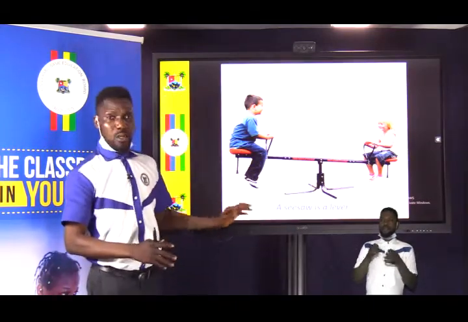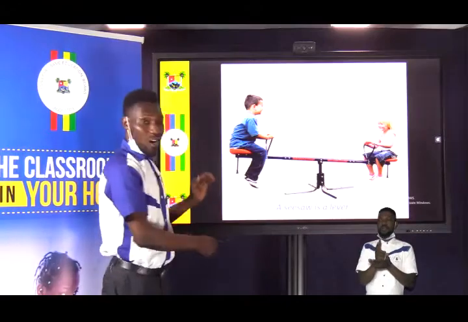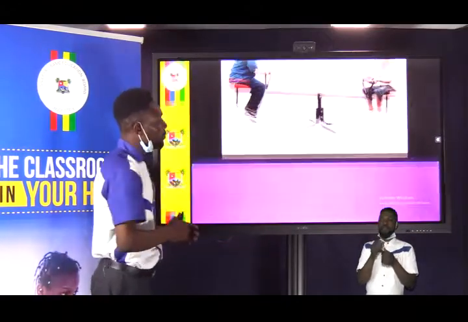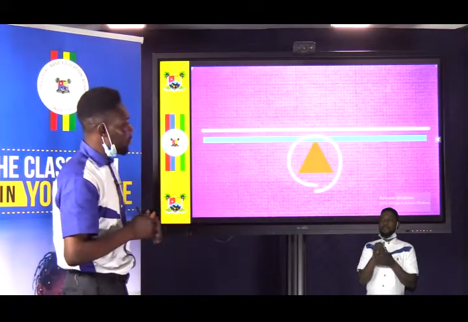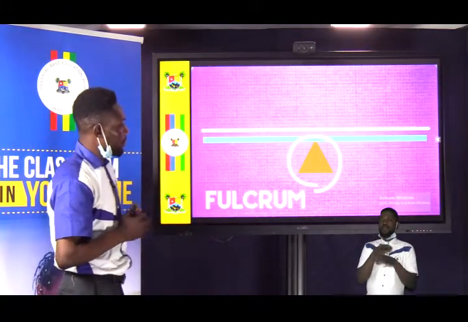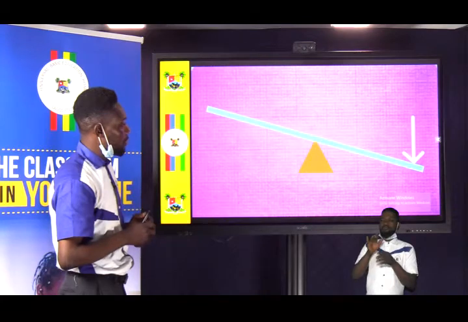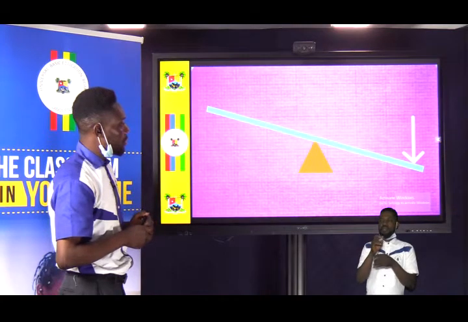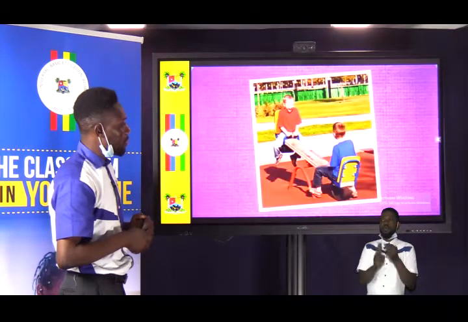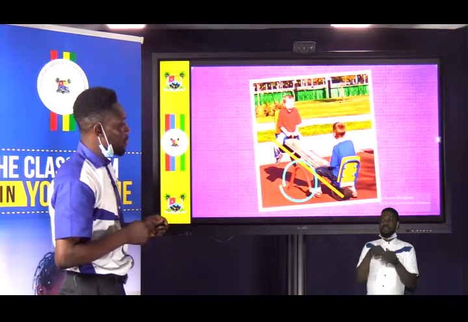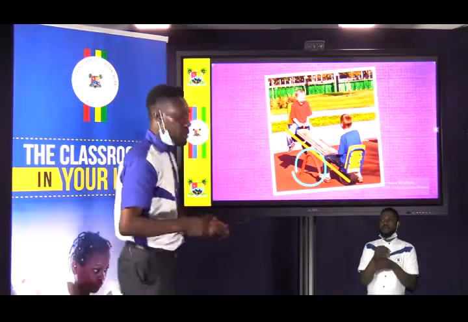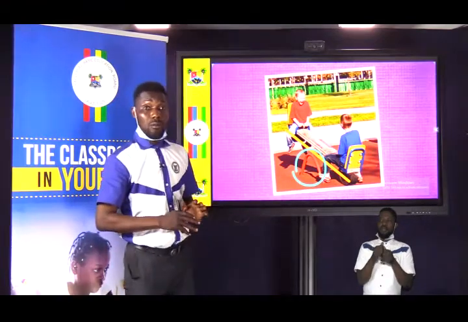A long bar that's balanced on something underneath, and that something is called a fulcrum. By pushing down on one end of the lever, the fulcrum makes the other end go up, just like a seesaw at the playground. It's just a long bar that's balanced on a fulcrum.